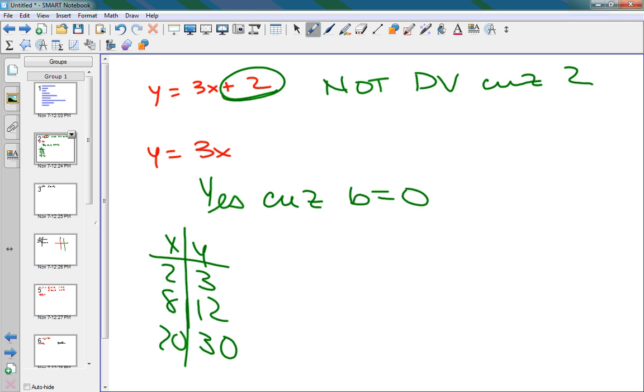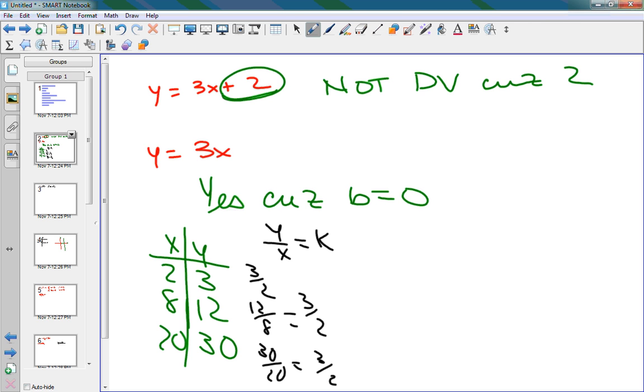Is that direct variation? How do you know without trying? You have to do y over x to get your k value. So y over x is 3 over 2. This is 12 over 8. What is 12 over 8? 3 over 2. What is 30 over 20? 3 over 2. Is this direct variation? Yes, it is. You need to be able to do that tomorrow on the big test and also today.